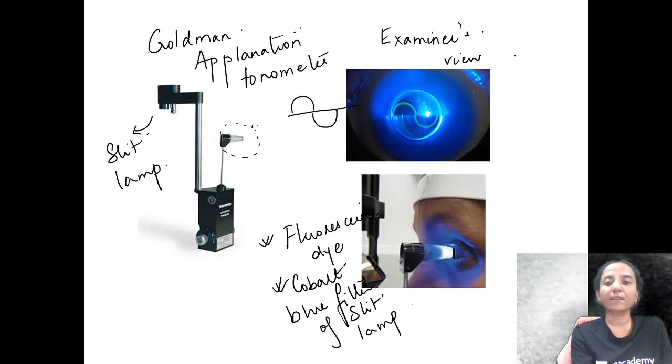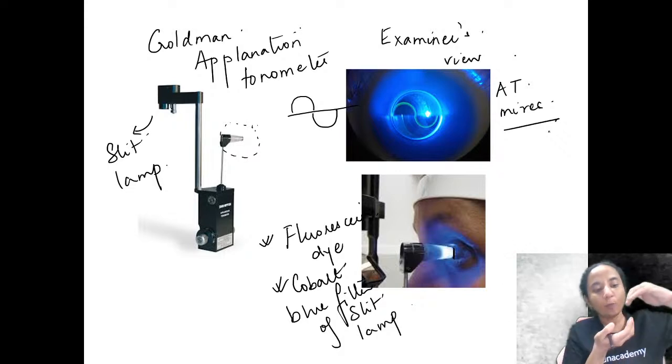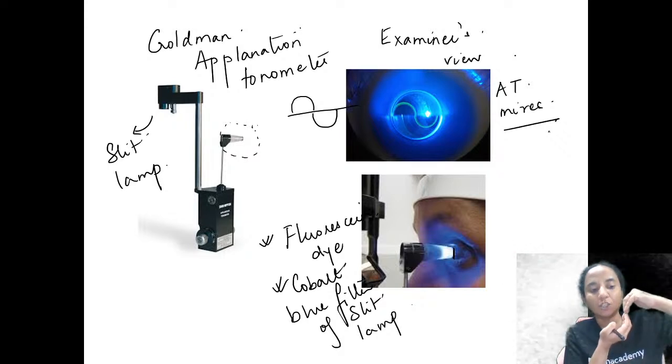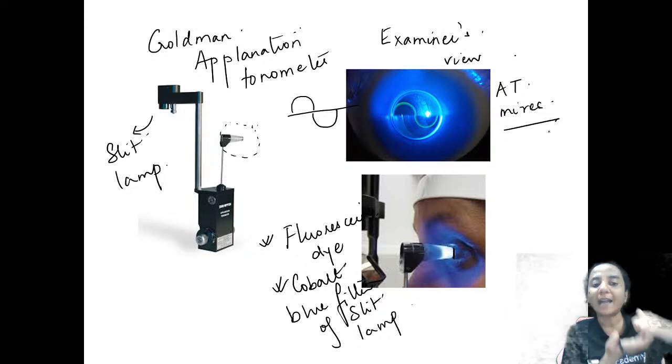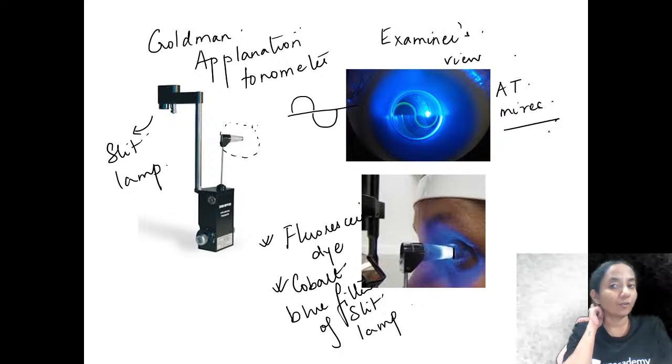These semicircles that you see are called the applanation tonometry mires. And you are supposed to take the intraocular pressure when these mires just touch each other. See, these two mires have to just touch each other, and at that point you take the intraocular pressure. That is the correct reading of intraocular pressure.